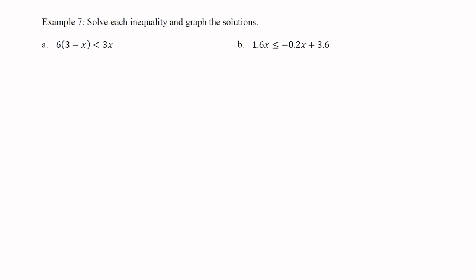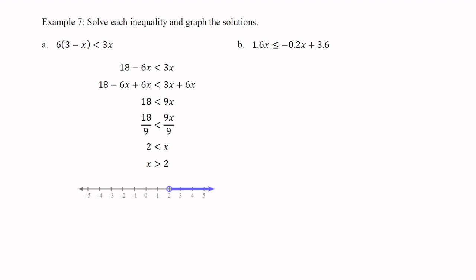In example 7, we're going to solve each inequality and graph the solutions. So in A, we're going to need to distribute the 6. That gives us 18 minus 6x is less than 3x. We'll add 6x to each side. That gives us 18 is less than 9x. And then we'll divide each side by 9 to give us 2 is less than x. That can also be written as x is greater than 2 when we flip the entire inequality. And that helps us in graphing it.